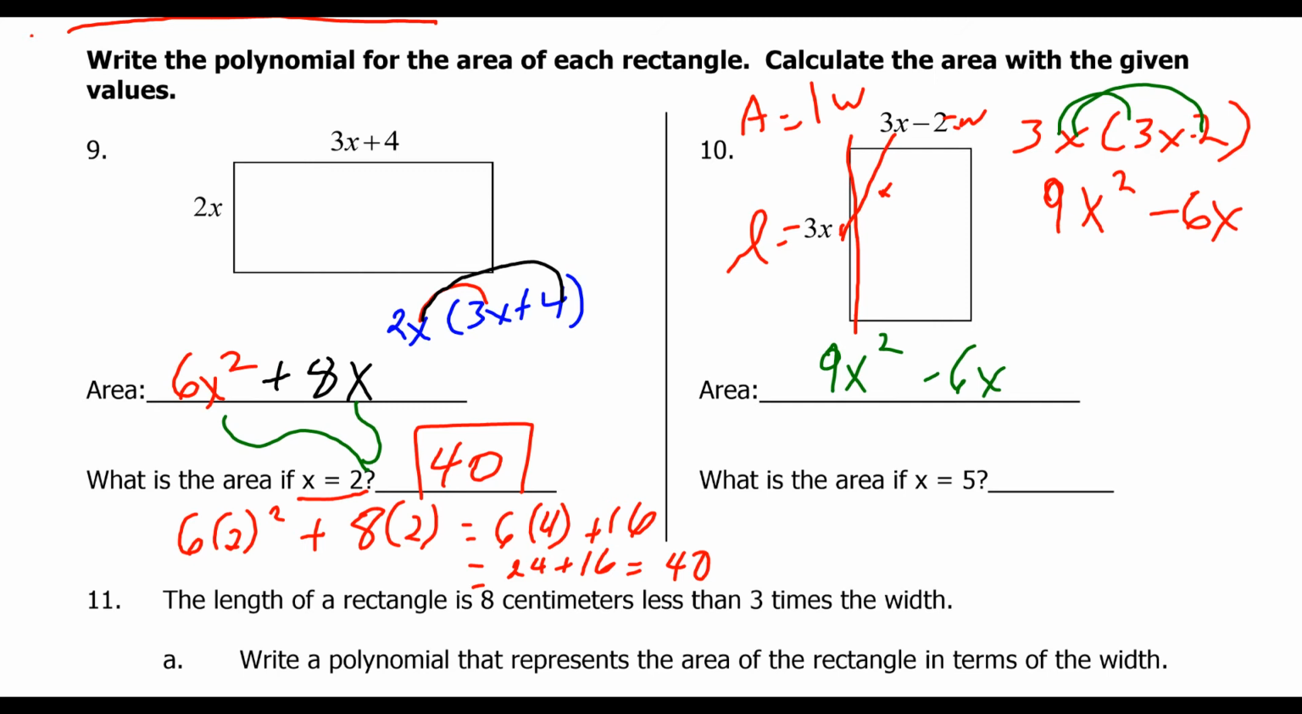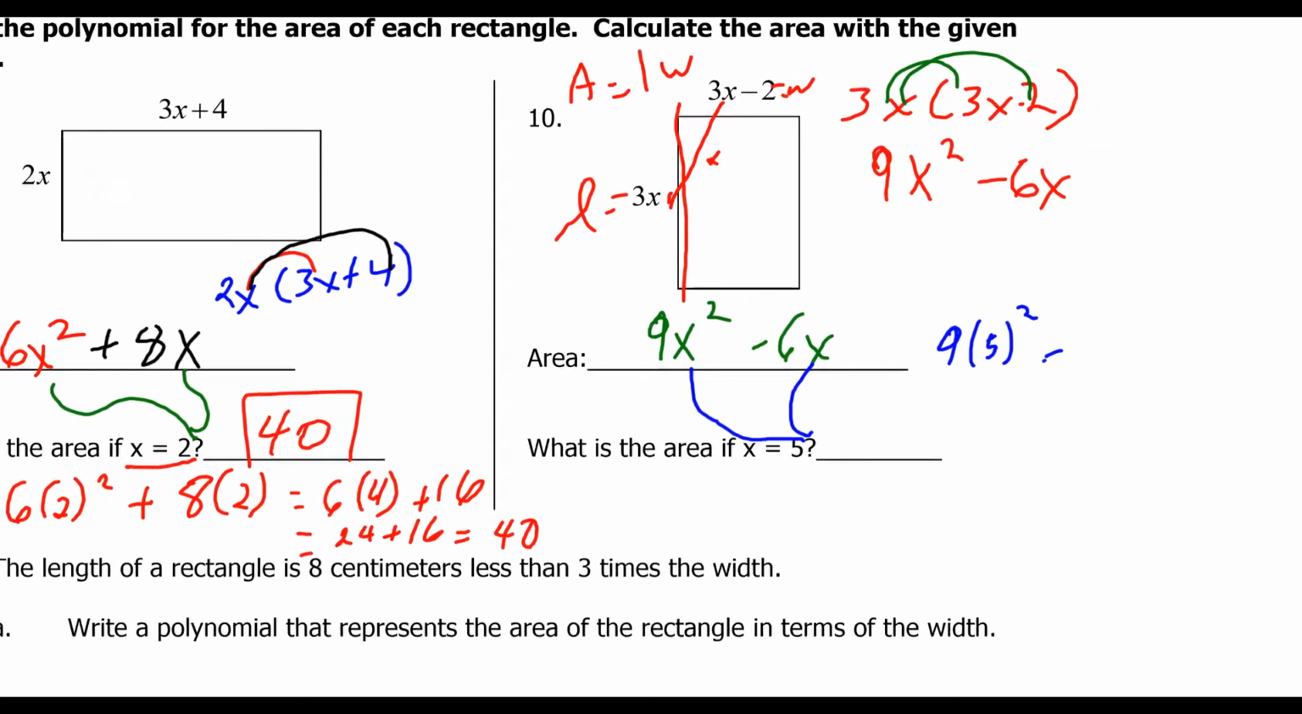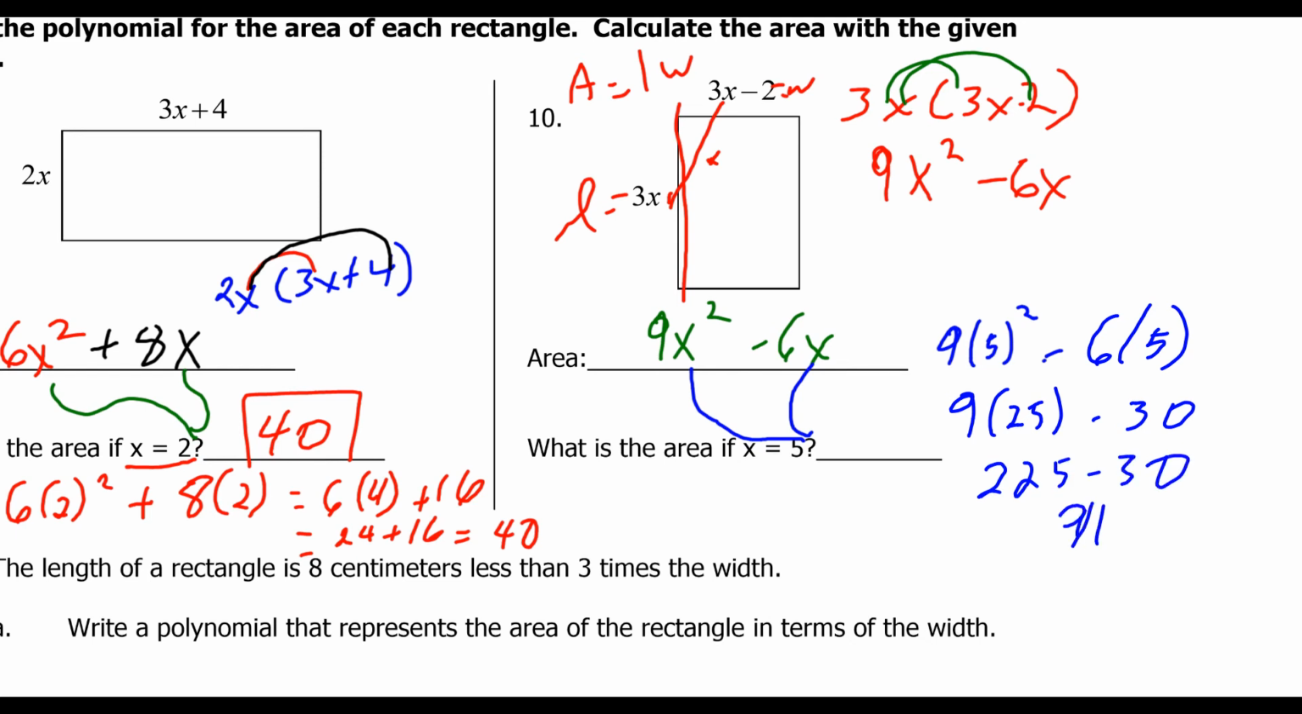Now I'm going to take this 5 that they tell me to plug in. I'm going to go right there, and I'm going to go right there. So when I do that, I wind up with 9 times 5 squared minus 6 times 5. That's going to be 9 times 25 minus 30. That's 225 minus 30, which is 195. Let's see if I can write correctly today. So 195. There we go.